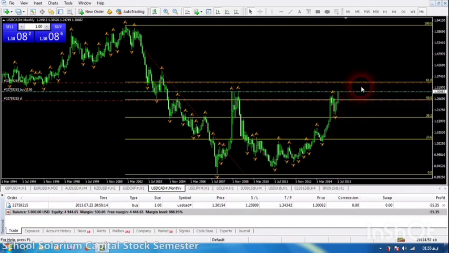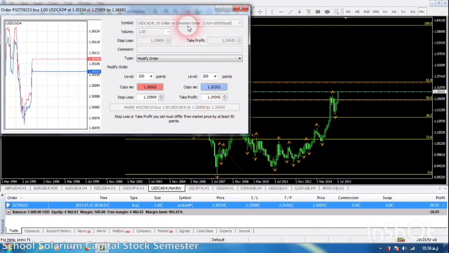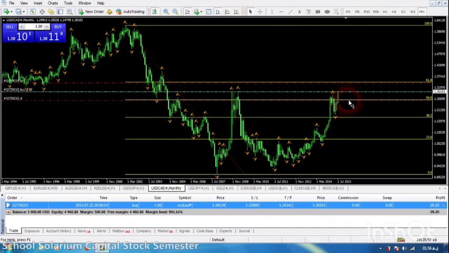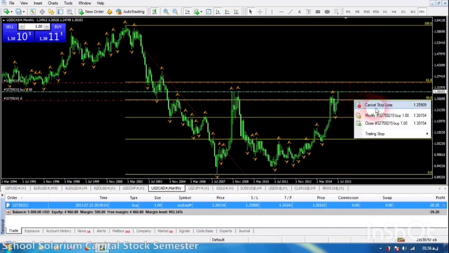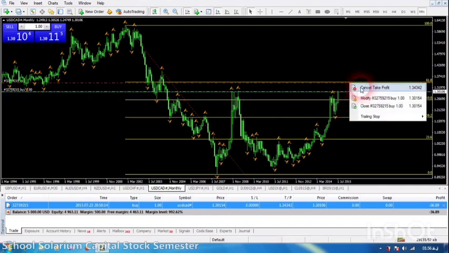You may have another question and ask if I can cancel my take profit or stop loss. Yes, you can. You can click on your stop loss here and then you will see this chart, and after that you can delete the number and then click on modify, or you can click on your stop loss or take profit and choose this item, cancel stop loss or cancel take profit.